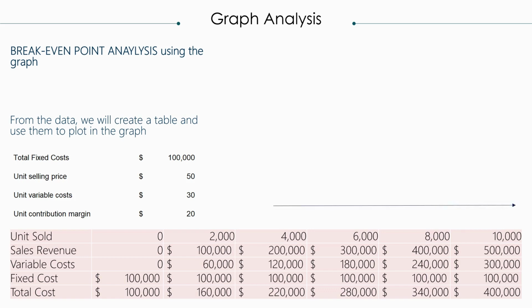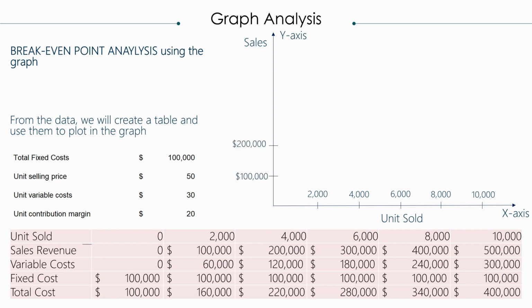Okay, we will plot the graph using the x-axis and the y-axis. Let the x-axis be the units sold, and the vertical axis, let's call it the y-axis, be the sales revenue. Here we will calibrate or graduate the scale into every 2,000 units sold. So this is 2,000, 4,000, 6,000, 8,000, and 10,000. The vertical axis, or the y-axis, corresponds to your sales, so we will scale this into every 100,000.